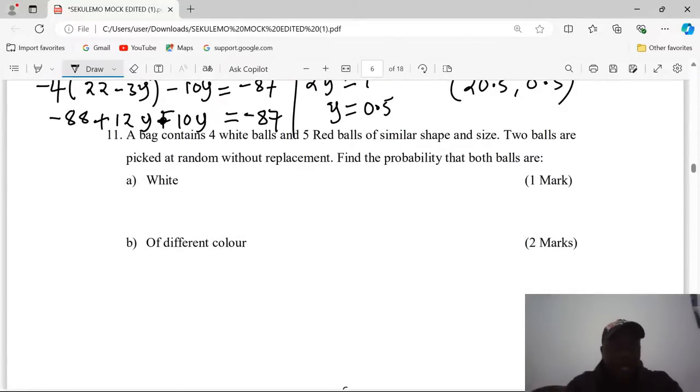We are almost winding up. Number 11. A bag contains 4 white balls and 5 red of similar shape and size. 2 balls are picked at random without replacement. Underline without replacement. Find the probability that the balls are both white. Okay, it's good for you to be guided by what we call a probability tree diagram. Though some of the question can still be done.